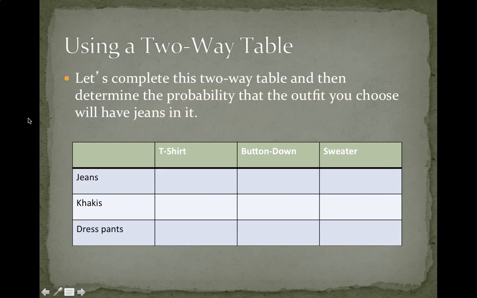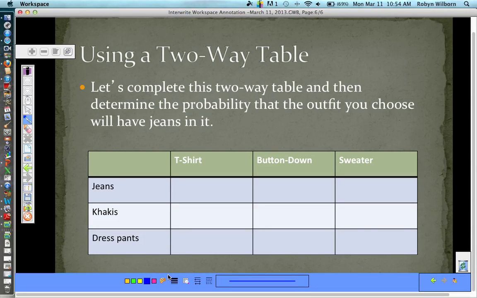All right, so let's go ahead and fill in the blocks here so that we can finish our two-way table and then answer our question. Again, it says that we're going to use it to determine the probability. In this case, I'm going to use my abbreviations. I called this T for t-shirt, BD for button down, and S for sweater. Over here I have jeans, khakis, and dress pants. All right, and so I'm going to fill these in.